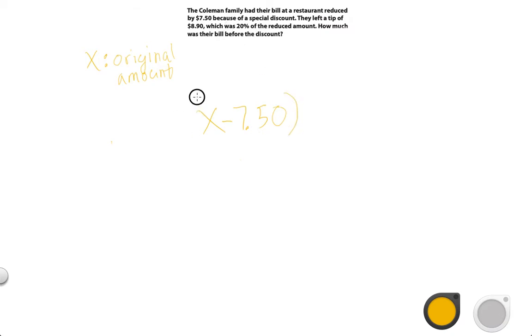And they left a tip of $8.90, which was 20% of the reduced amount. So we want to multiply this by 20%, which is 0.20, that's 20 over 100, so that's 20%. And we know that that is equal to $8.90.